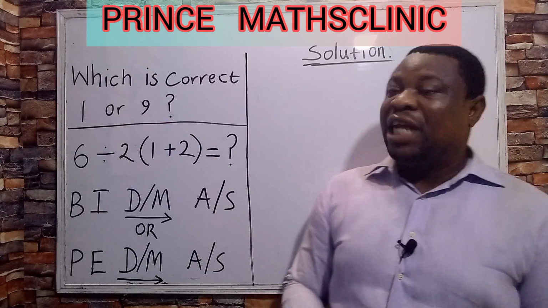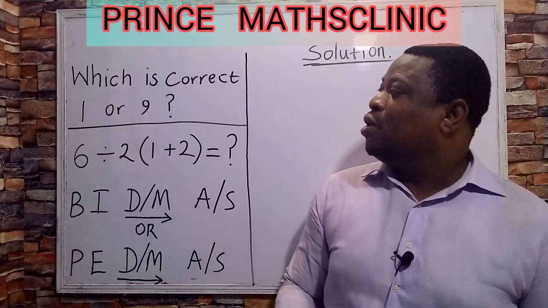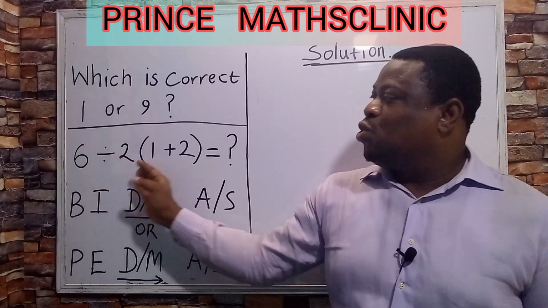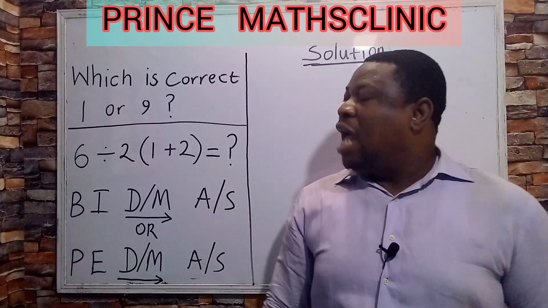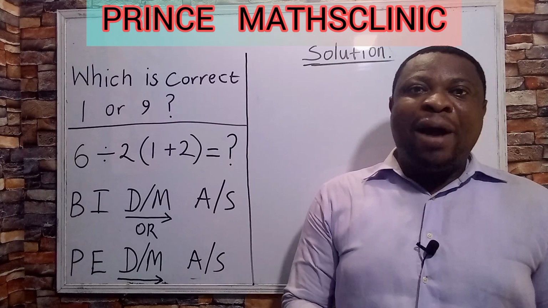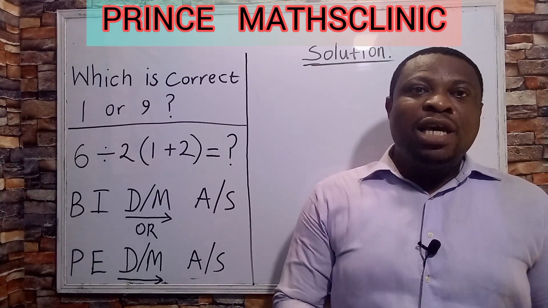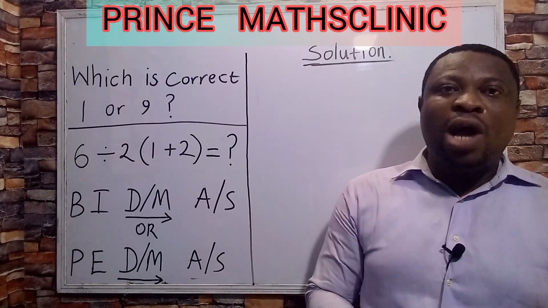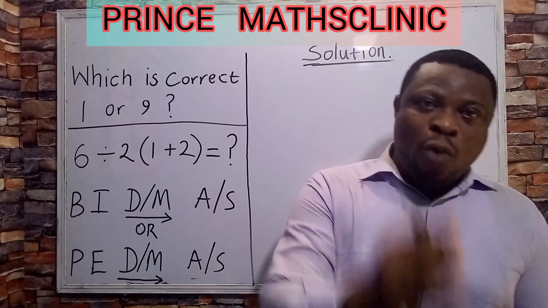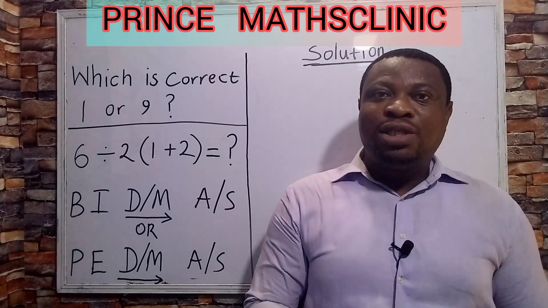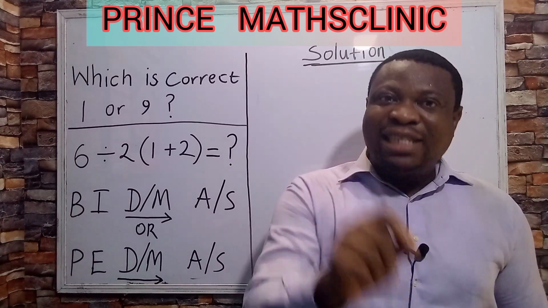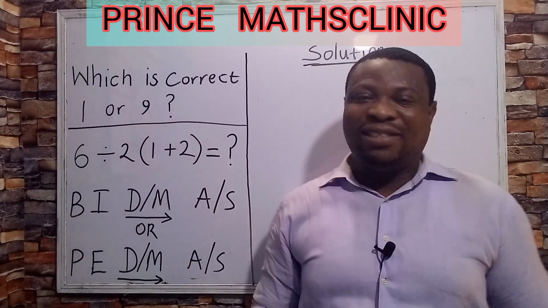Here you have a very interesting question on the board. 6 divided by 2, open bracket, 1 plus 2. Now, the interesting part about this question is that when you punch the calculator, you are going to get 1. But do you know that 1 is not the answer to this question? The correct answer to this question is 9.